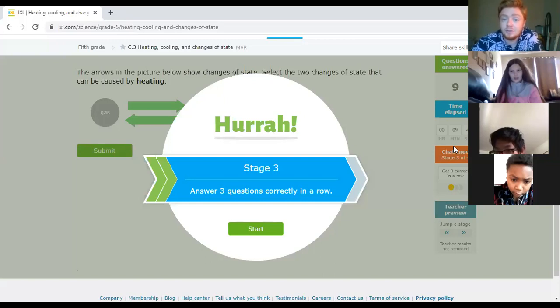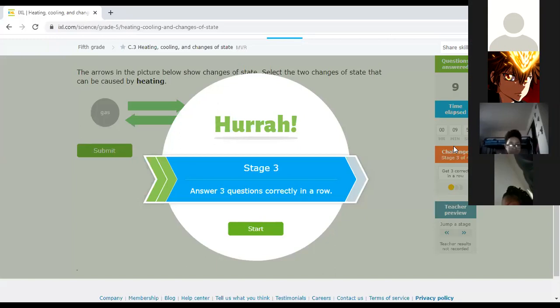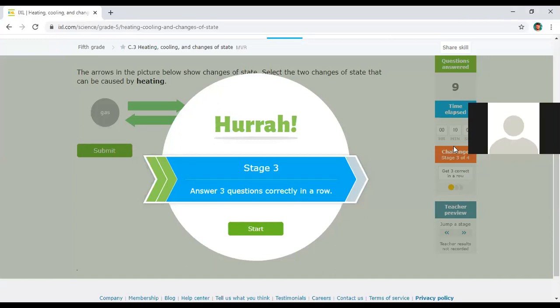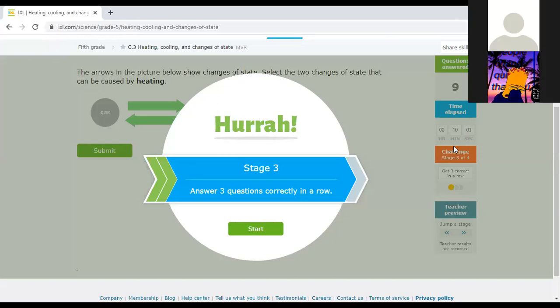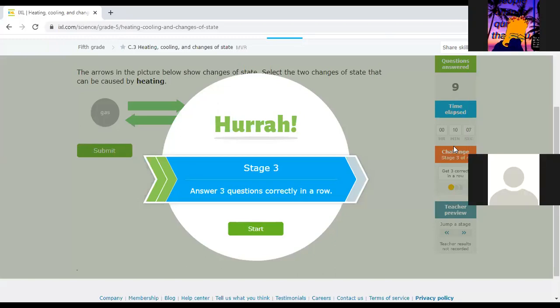So again, if your hand is up and you've already gone, go ahead and put it down, only because we have 1, 2, 3, 4, 5, 6. 6 people have not gone yet. So these 6 people have to go before anybody else can.